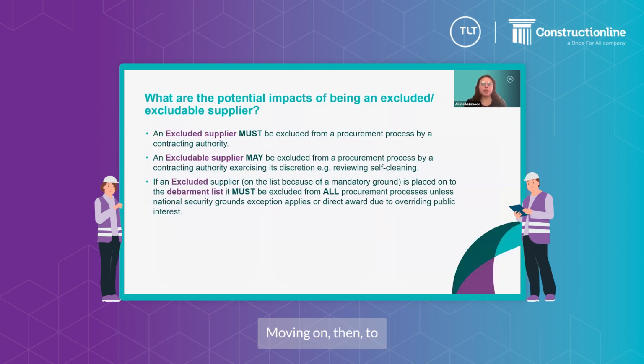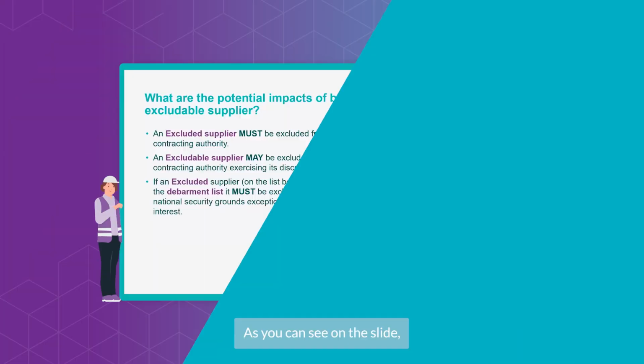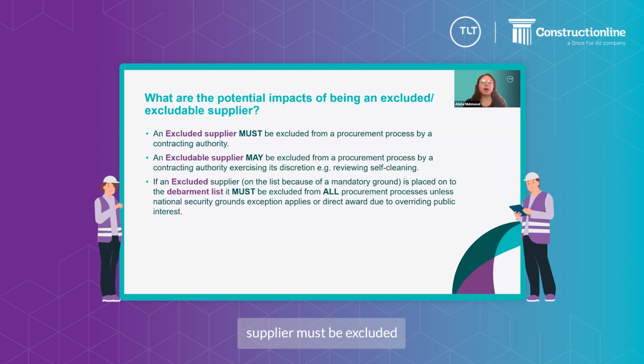Moving on then to the potential impact of being an excluded or an excludable supplier. As you can see on the slide, an excluded supplier must be excluded from a procurement process. So if those circumstances apply to you, an authority won't have any discretion as to whether to exclude you. An excludable supplier may be excluded from a procurement process, and the authority has got some discretion here, including reviewing any self-cleaning measures that you've undertaken.